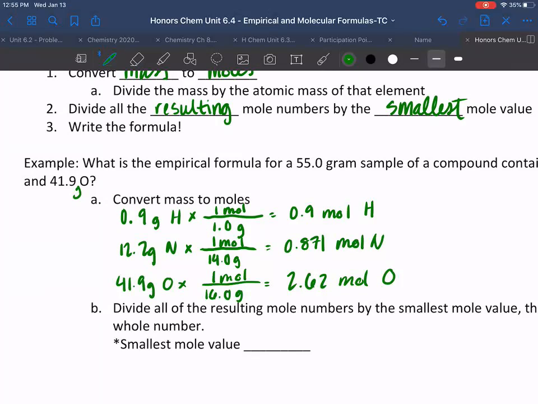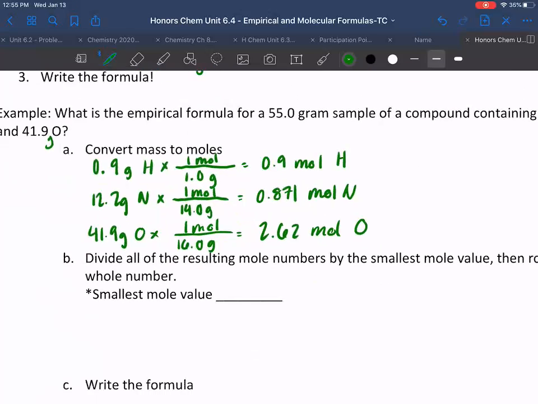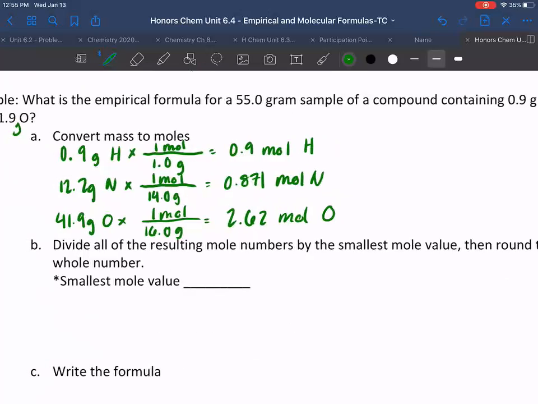Does everyone understand what we're doing? It's just one of the earlier conversions we've learned in this unit. Okay, now the next step: divide all the resulting mole numbers by the smallest value, and then round to a whole number. This part B is figuring out the subscripts for each element. So what was the smallest mole value in part A? Yep, 0.871 moles for nitrogen. So this is going to be our denominator for the 3 elements.